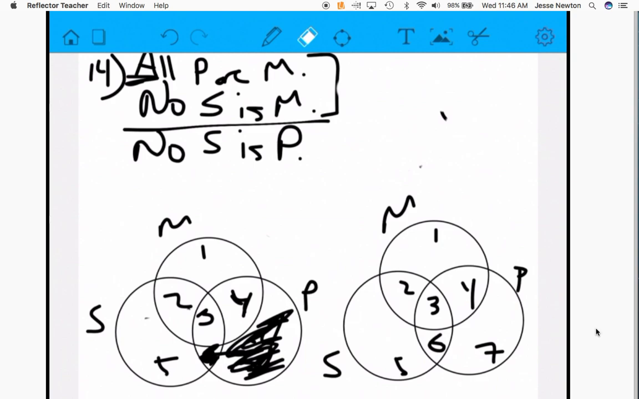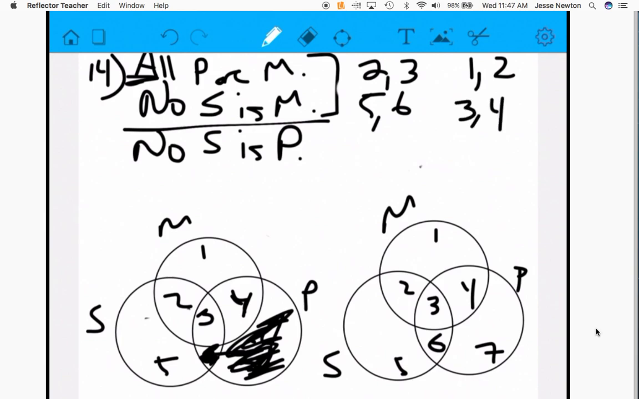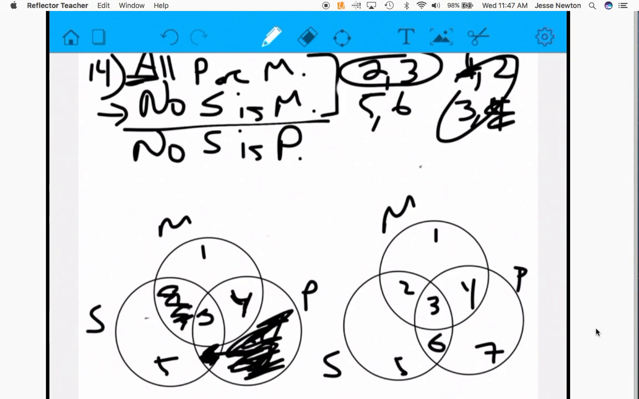All right, now we come to the second one, and we're saying no S, which is 2, 3, 5, and 6, is M: 1, 2, 3, 4. We circle the regions of overlap, 2 and 3. We scribble out the 4, we scribble out the 1, and this time we're saying no to 2 and 3. So we're saying no to 2, we're saying no to 3.